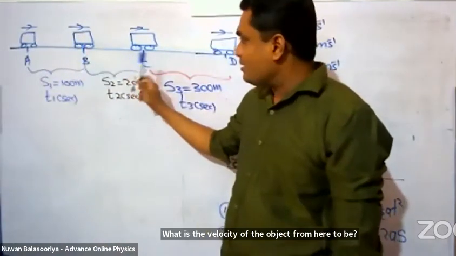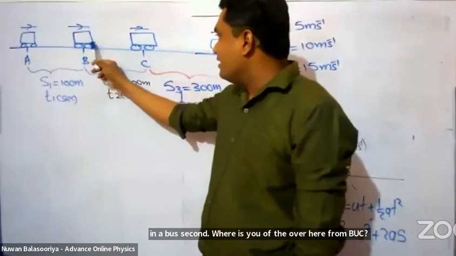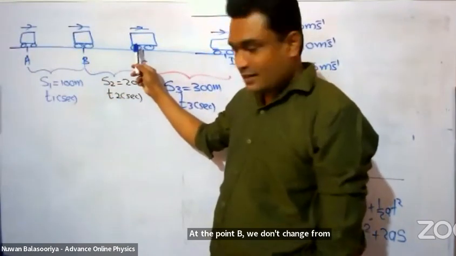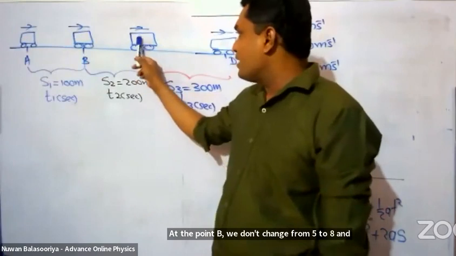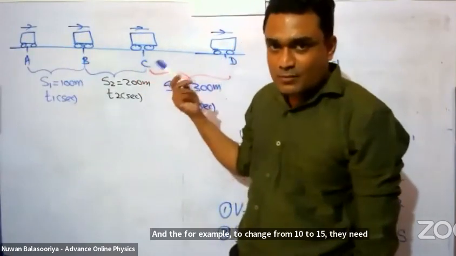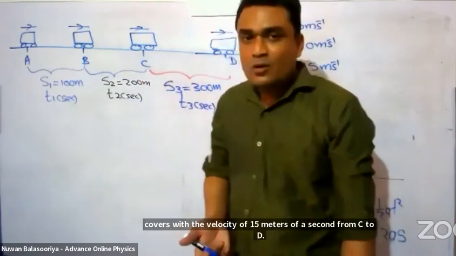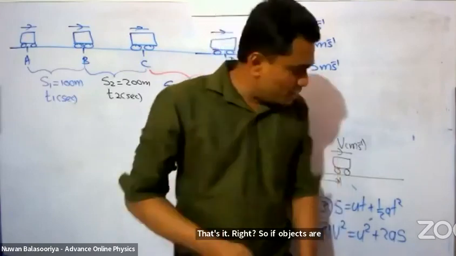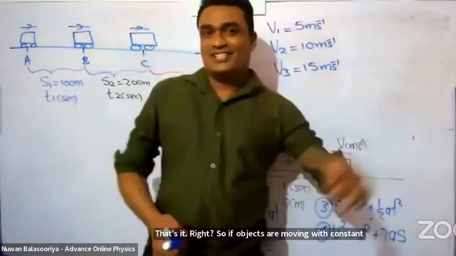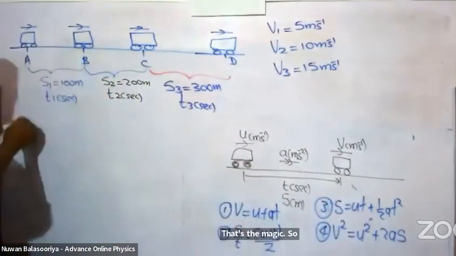10 meter per second. It means at the point B, velocity changes from 5 to 10 and then it travels with the velocity of 10. At the point C, velocity changes from 10 to 15, then it travels with the velocity of 15 meter per second from C to D. That's it, right? So if objects are moving with constant velocities, no need to use any of these equations. That's the magic.